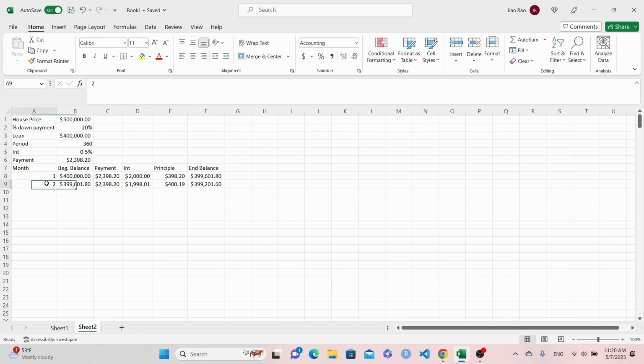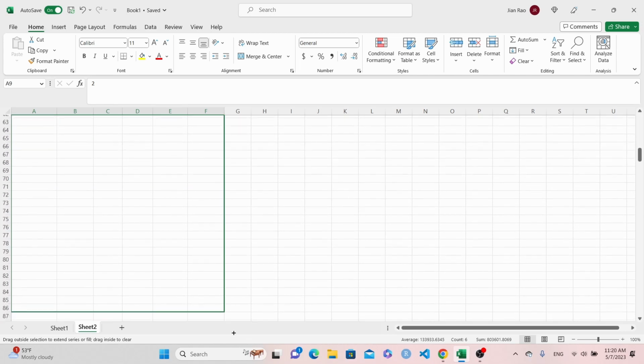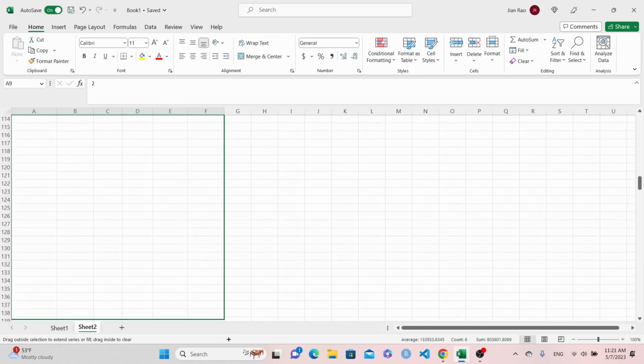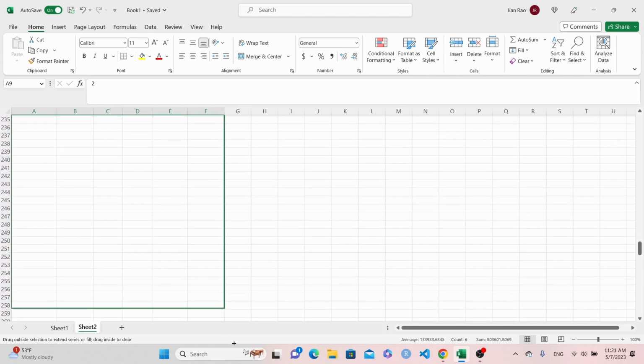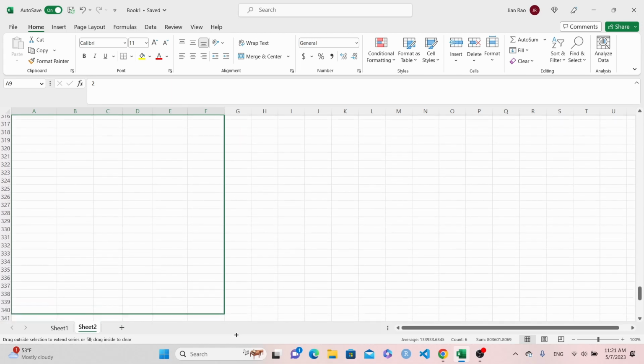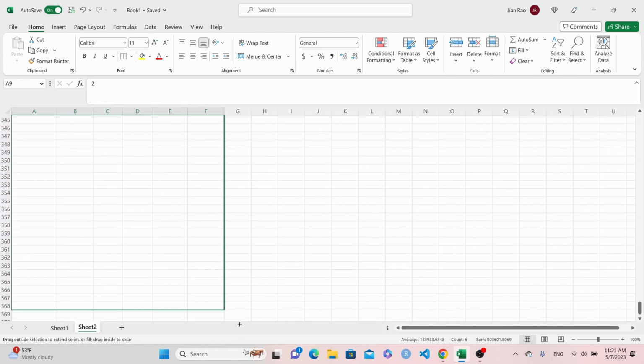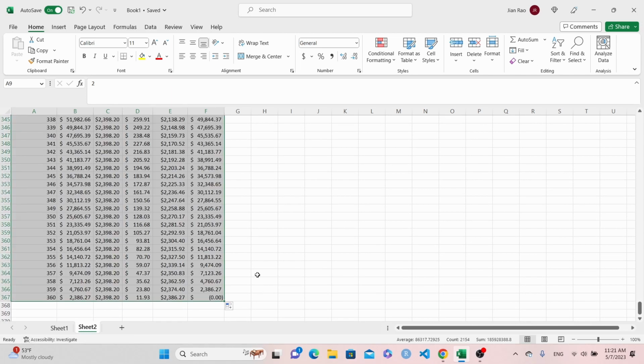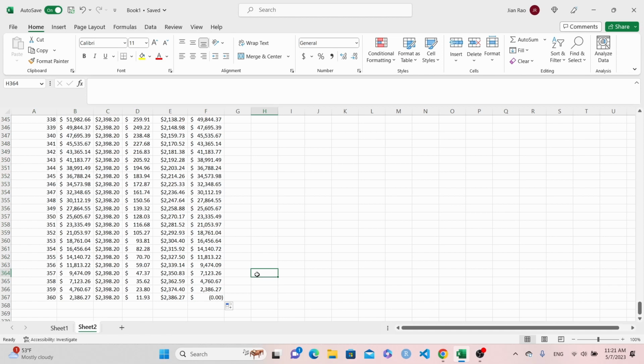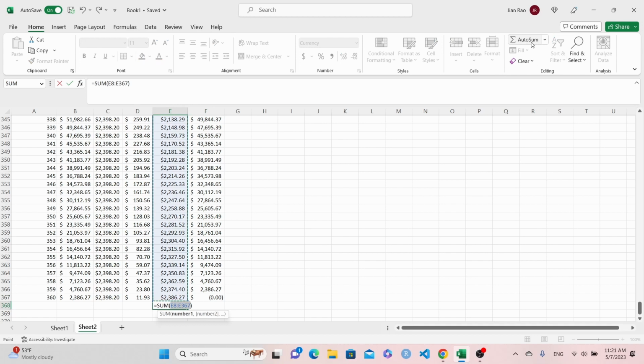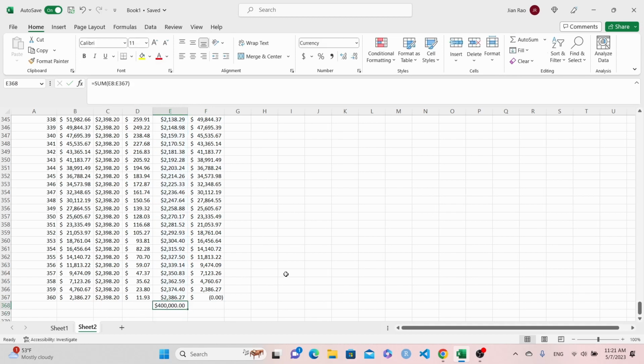So now we want to drag this down. We want to repeat the same calculation 360 times. The way we do that is to highlight the second row, and then drag down to have enough for 360 payments. So we do that. Okay, so there are a couple of ways to check whether this schedule works right. The ending balance should be zero, because at the end of 360 payments you don't owe the bank anything. And the total principal you pay should equal the total loan amount, which is right, 400,000.